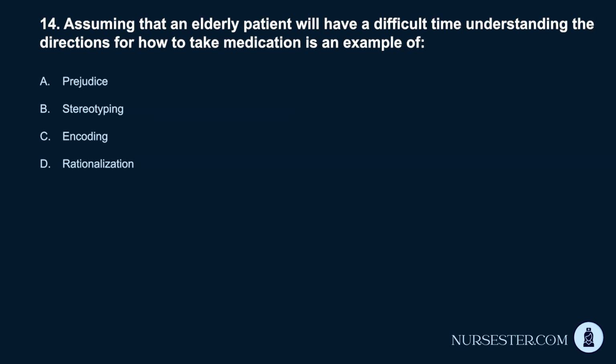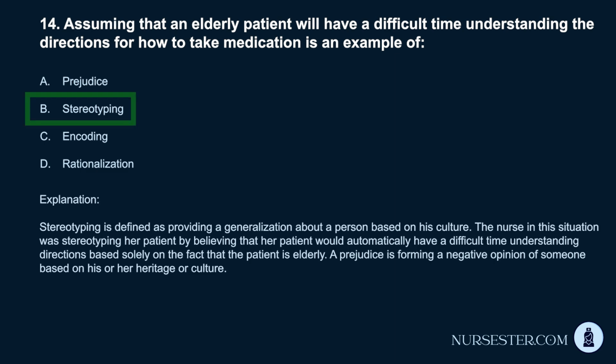14. Assuming that an elderly patient will have a difficult time understanding the directions for how to take medication is an example of A. Prejudice. B. Stereotyping. C. Encoding. D. Rationalization. Correct answer: B. Stereotyping. Stereotyping is defined as providing a generalization about a person based on his culture. The nurse in this situation was stereotyping her patient by believing that her patient would automatically have a difficult time understanding directions based solely on the fact that the patient is elderly.